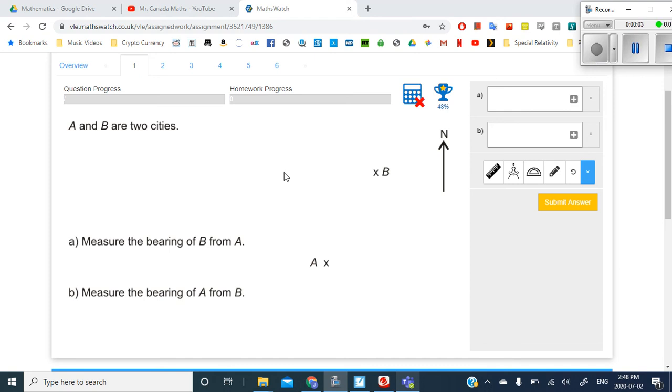And we're just looking at a little bit of bearings, Mathswatch, and how the heck do we do all this using all these tools? So before we actually do anything, I'm just going to go through the tools one by one, just as a little refresher recap and kind of help out. So first tool, all your tools are over here. First tool we have is the ruler.